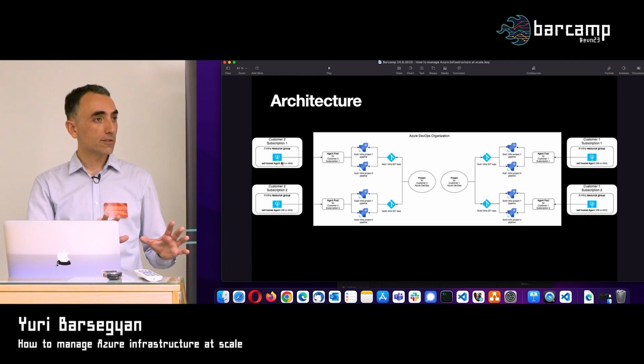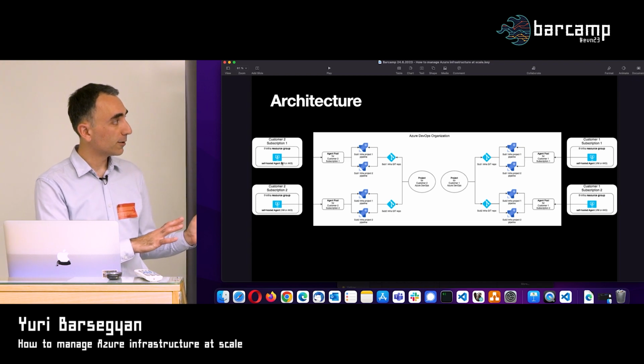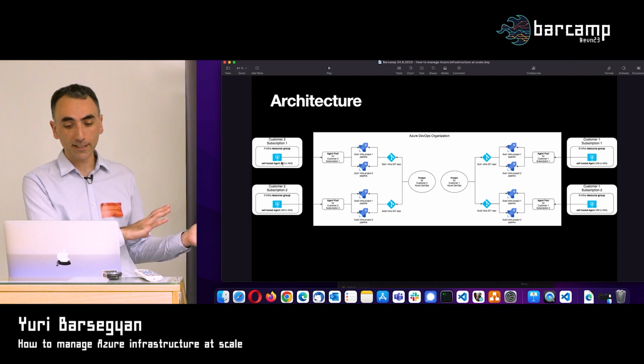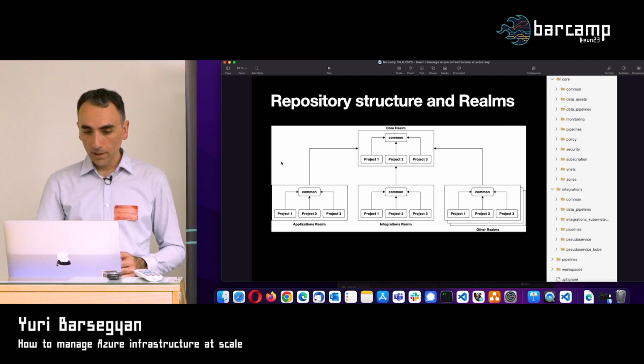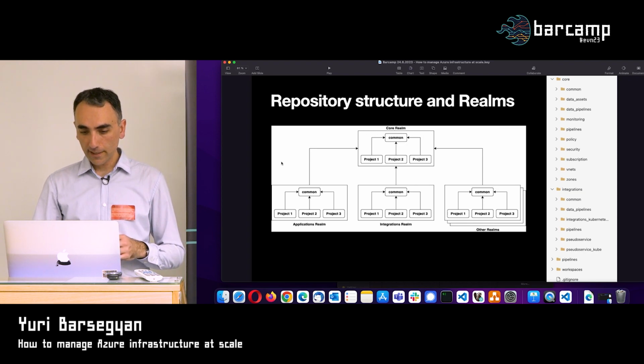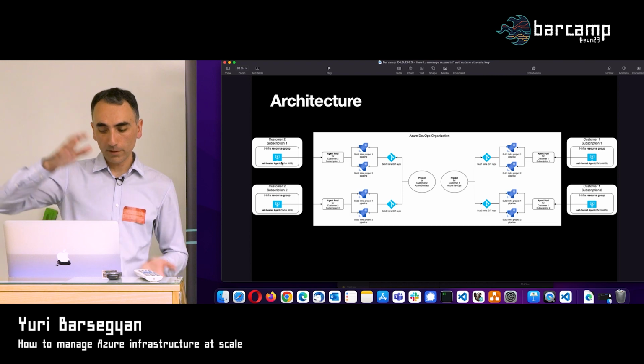Please ask questions if this is not clear enough, because later it can get harder. So please ask if something is not clear. The structure of the repository, as I said, is that we are going to have one Git repository but multiple projects.